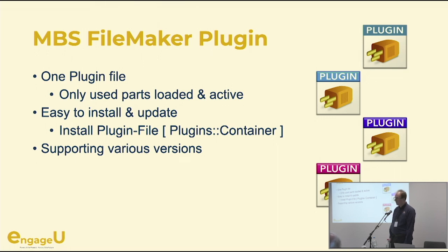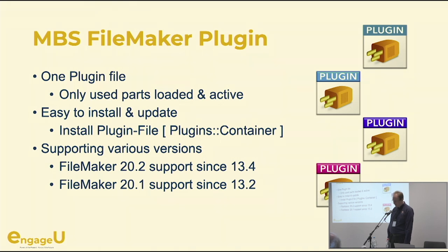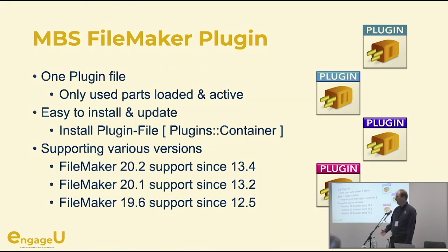We support several versions of FileMaker. Version 22 is supported since 13.4, but you can also use older versions, like 21. So I have to adjust the plugin for the new version. Sometimes Claris changes something, and I have to change my plugin so it still works. But you can even use our current plugin on very old versions. Like on Windows, you can still use our plugin with version 7 of FileMaker.